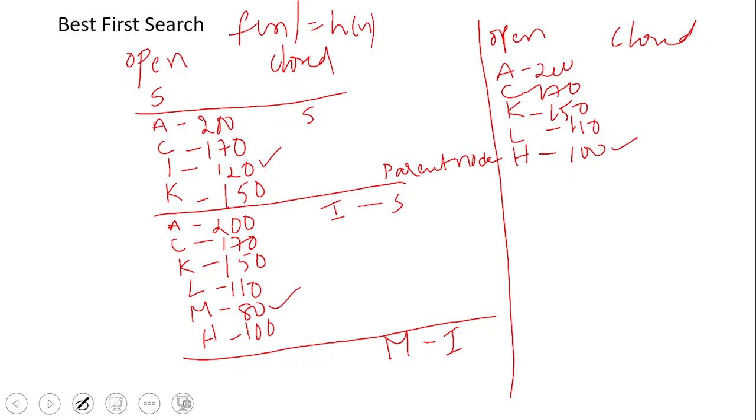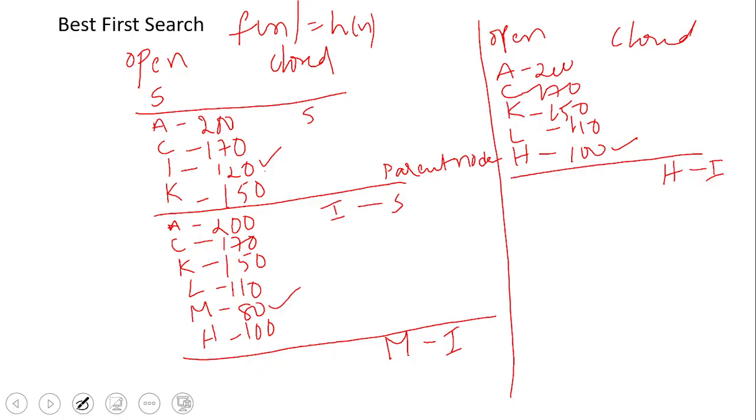Next minimum is H. So we are not having any nodes connected to M, thus we are not adding any nodes to the open list now. Next we will see which is the node with the lowest. H is having the lowest. So move H. What is the parent of H? Parent of H is I. So after expanding I only we got H. So that's why I'm writing parent of H is I.